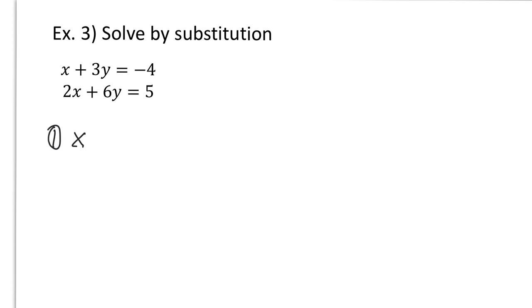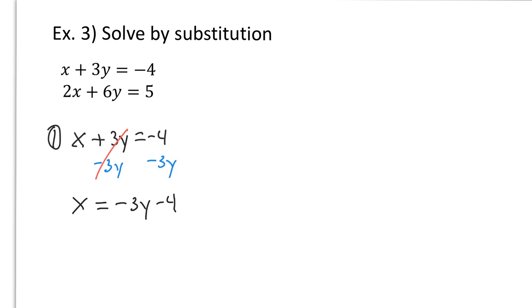I'm going to copy the equation here, x plus 3y equals -4. And I'm going to solve for x. So I'm going to subtract 3y from both sides. And I'm going to have x, this cancels, equals -3y minus 4. Okay, so I do have that variable.